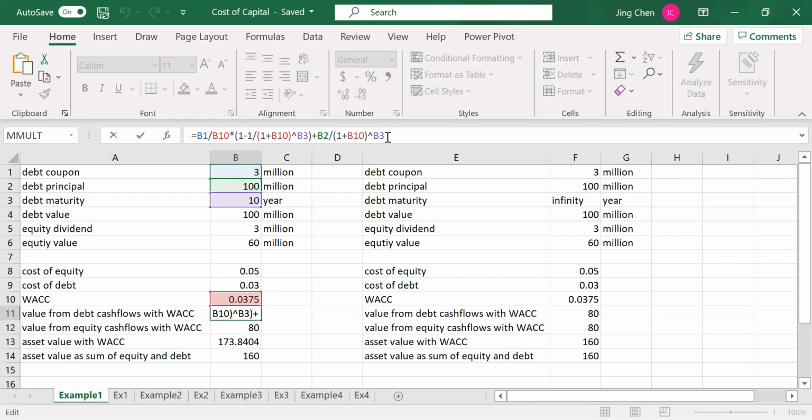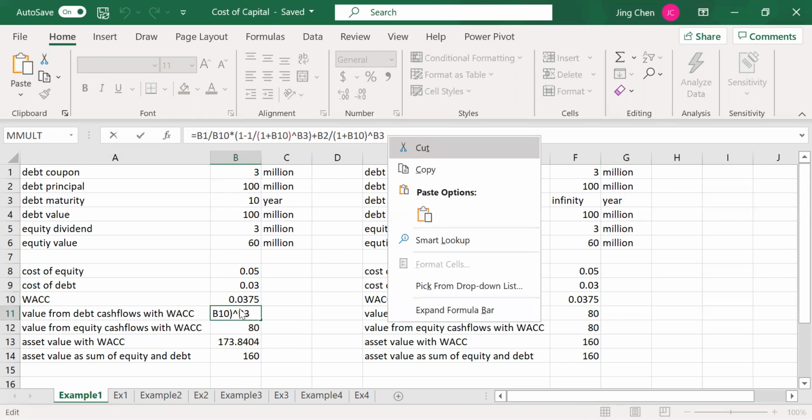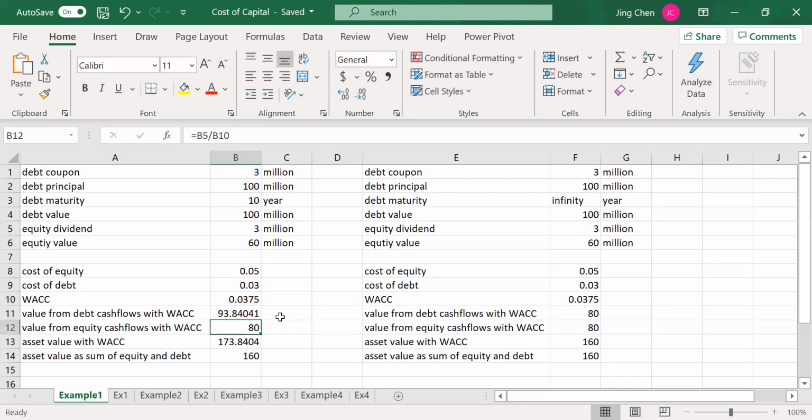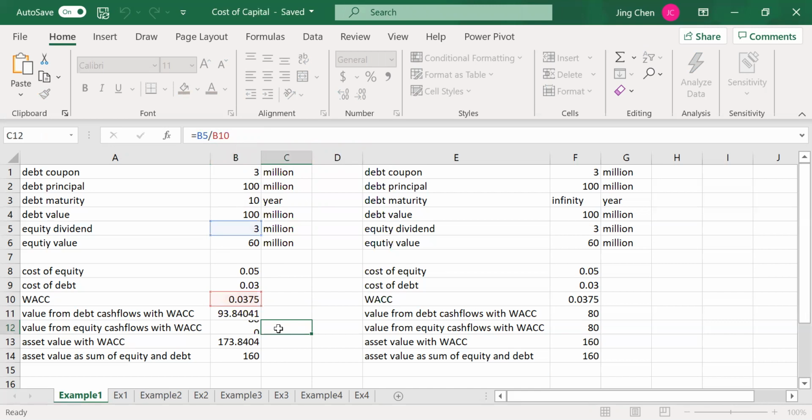And then the second part is the principal part. Principal is B2, 100 million, and discounted by 10 years. So that's the principal part. Add together, we get this 93 million. And the value for equity is the dividend divided by the WACC. We get 80 million. Together is 173 million, when we discount cash flow with WACC.